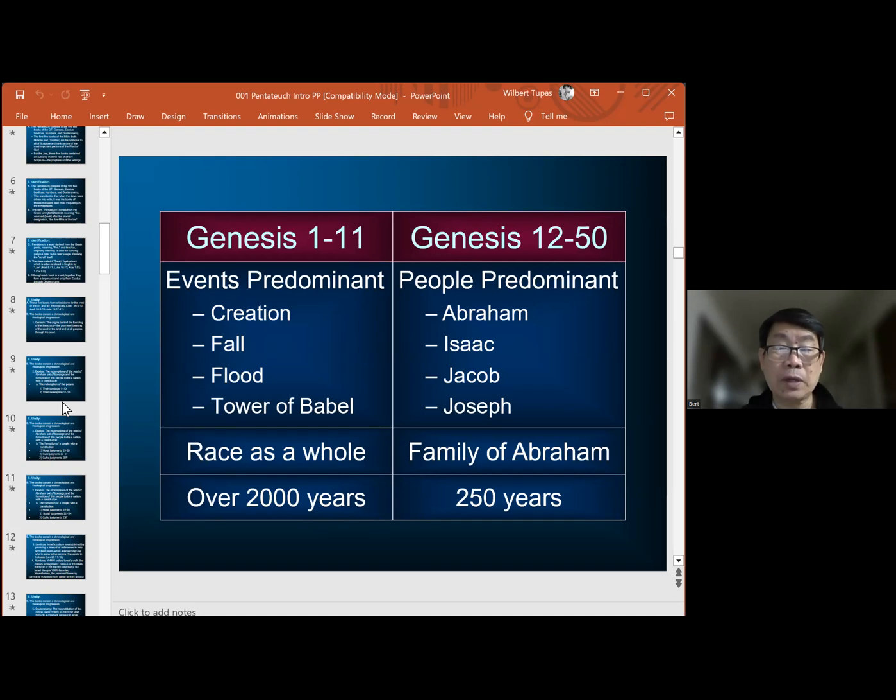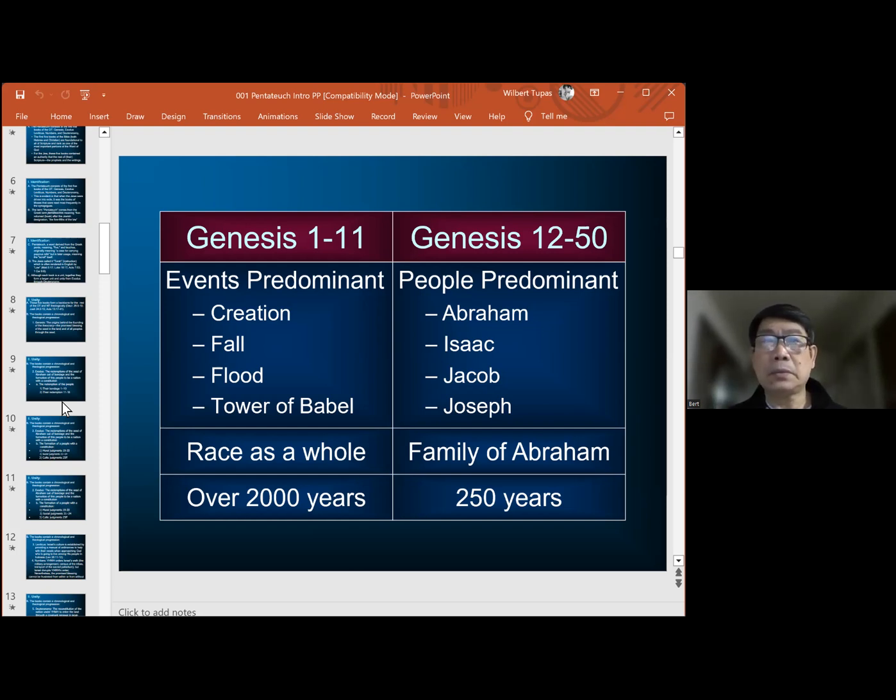So chapter 1 to chapter 11 is about the race of Israel as a whole. But Genesis chapter 12 to 50, it's about the family of Abraham. It's over 2,000 years, the span of chapter 1 to chapter 11, and the story of the family of Abraham is about 250 years. So thus the person of Abraham stands at the center as the pivotal point of the book of Genesis.